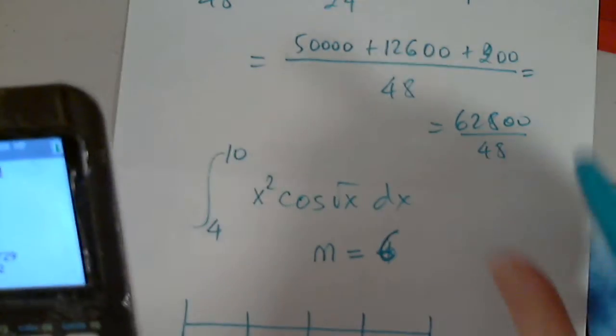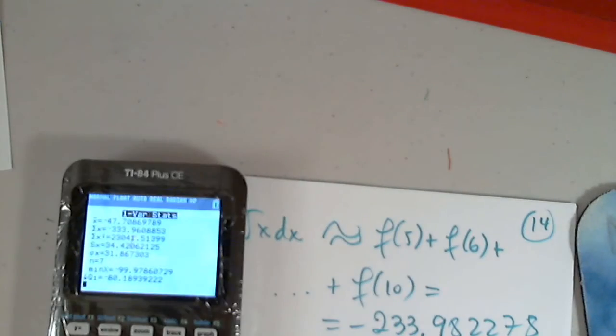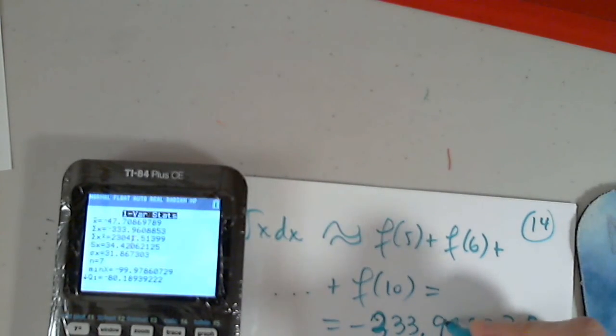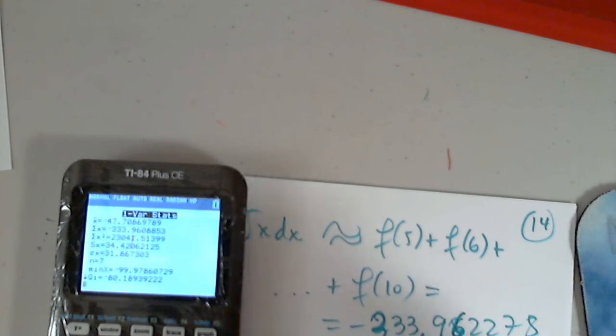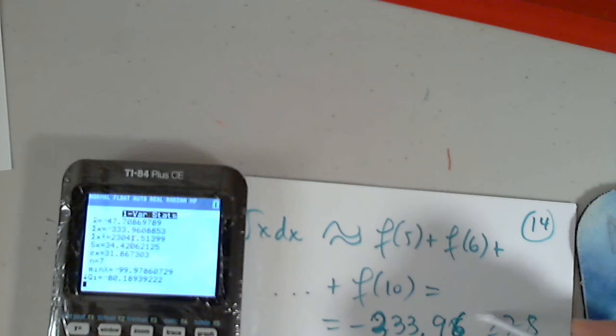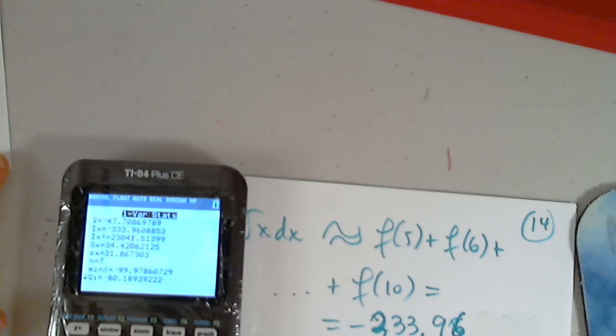So it's negative 333.96. And that is a pretty good approximation, I'm sure. Very good. Next question.